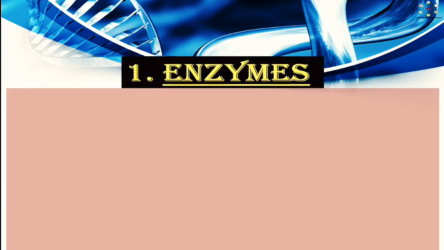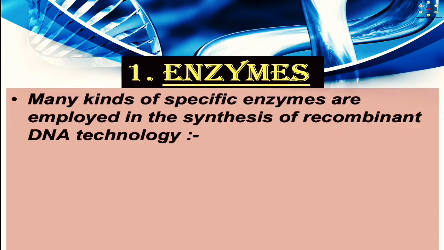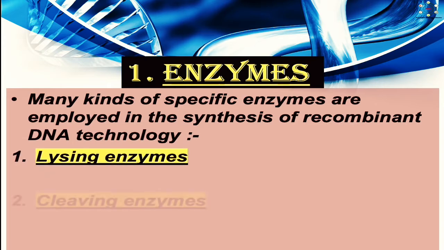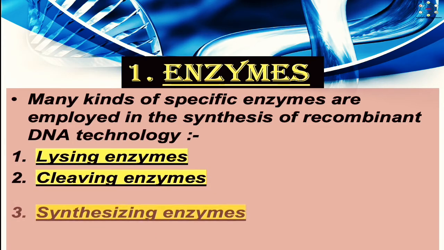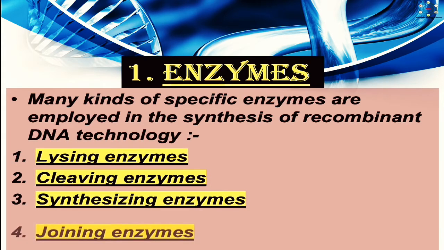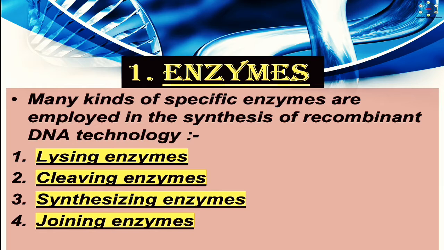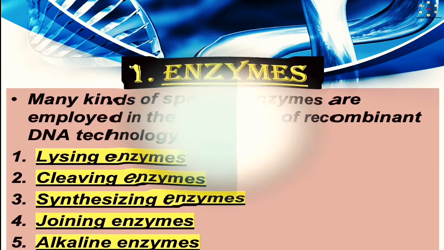Now, the first tool, that is enzymes. So what are enzymes? Many kinds of specific enzymes are employed in genetic engineering. These include lysing enzymes, cleaving enzymes, synthesizing enzymes, joining enzymes, and the last is alkaline phosphatases. We will discuss each of these enzymes in detail in the next slides.